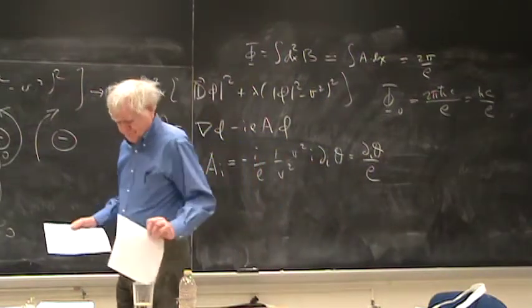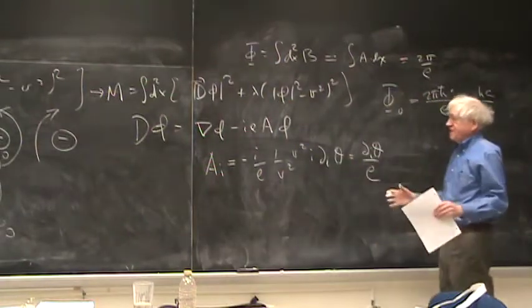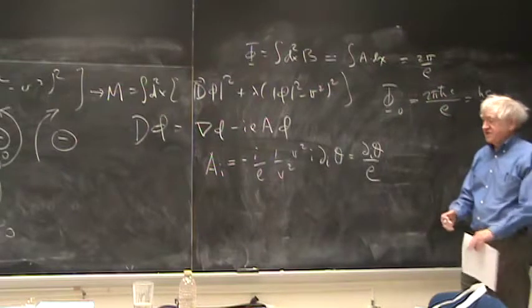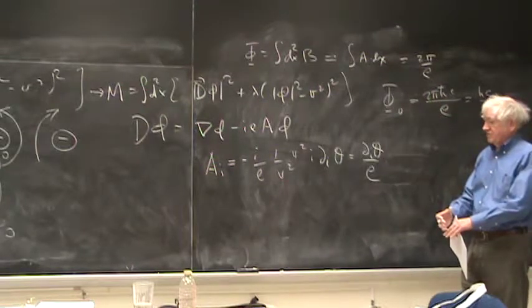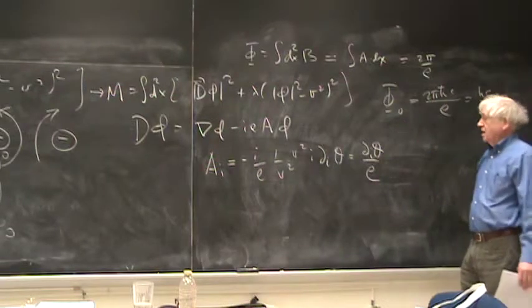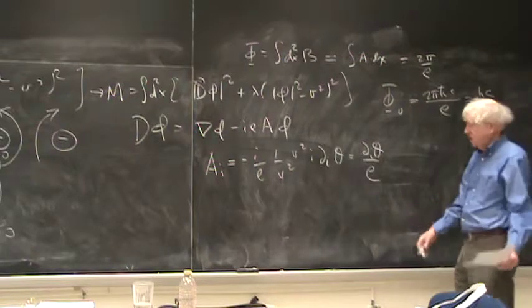Now, you can have this theory in 3+1 dimensions, and then you have gauge vortices. And they have a finite energy per unit length. On the other hand, if they form loops, they have a totally finite energy.